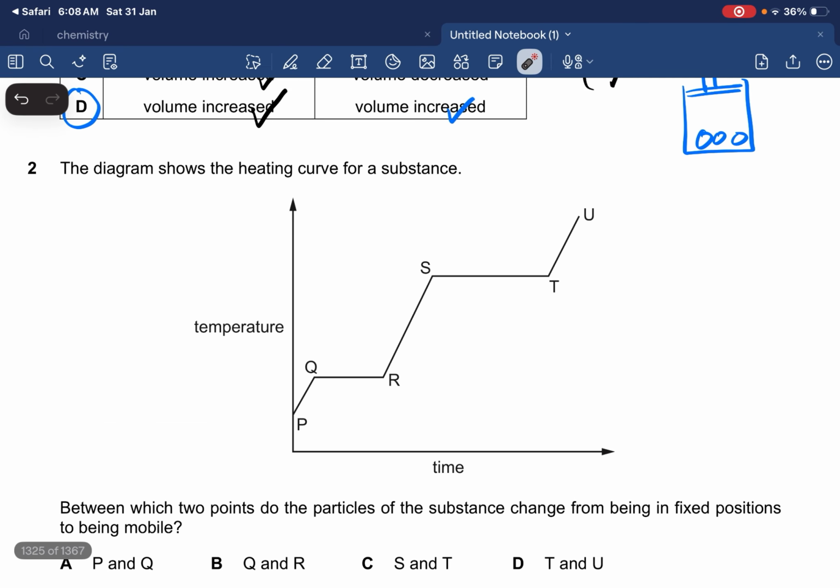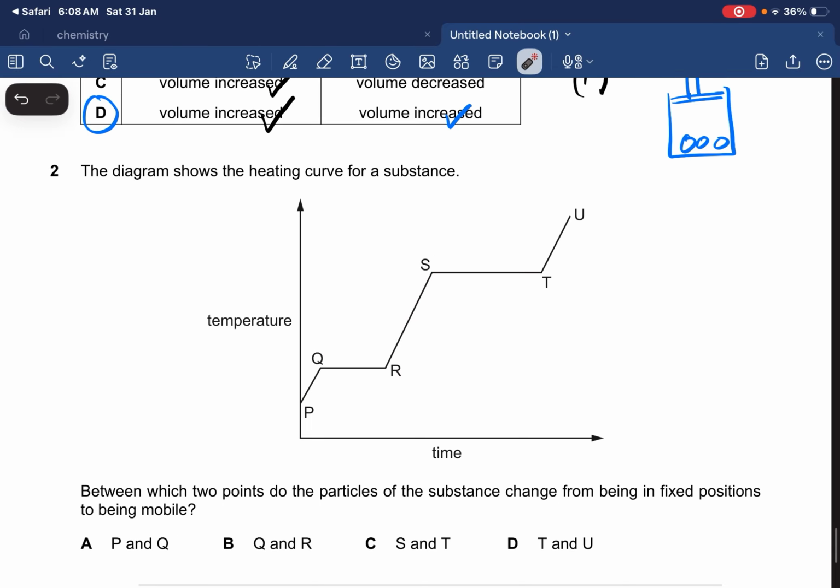Okay, the diagram shows the heating curve for a substance. The substance is being heated. I assume over here it's a solid. Then on this line it's being converted from a solid to a liquid. Then it again gets heated. Then on this line it goes from a liquid to a gas, and then the gas continues to get heated. Between which 2 points do the particles of the substance change from being in fixed positions to being mobile?